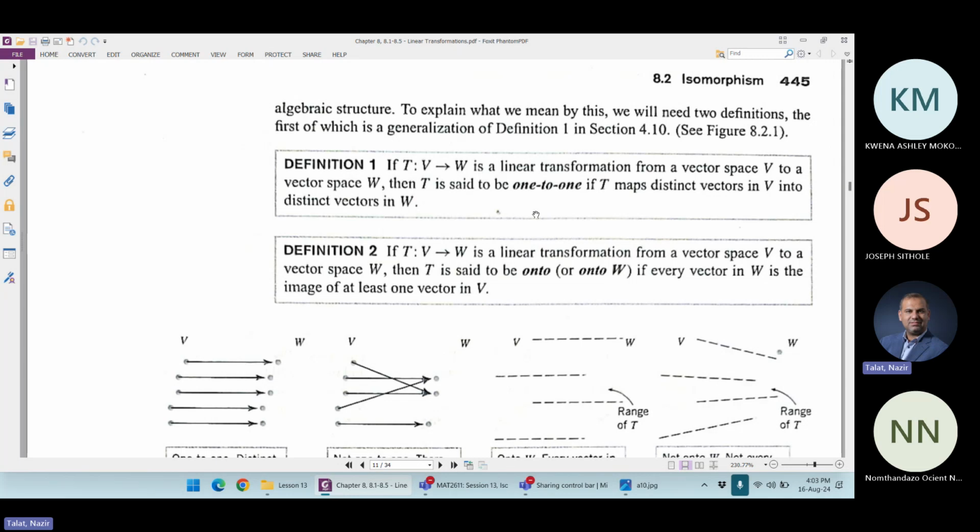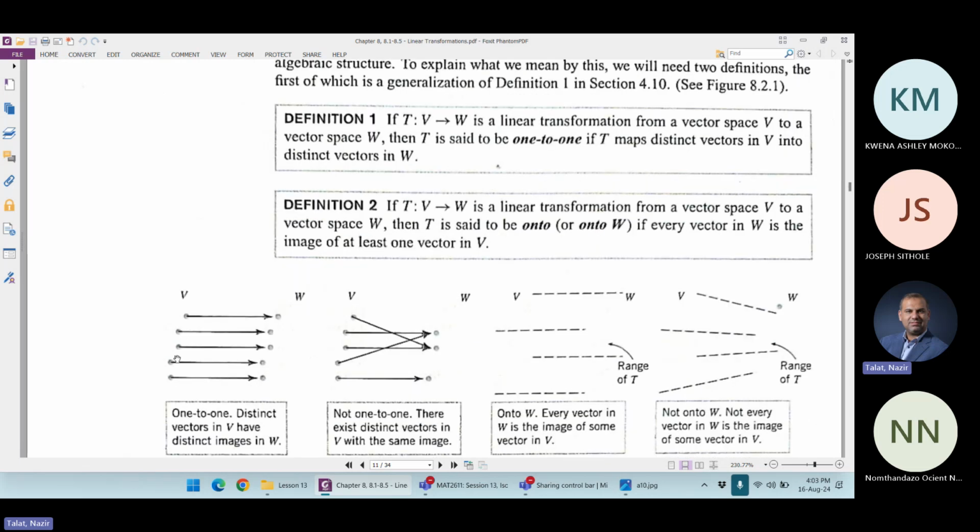Regarding linear transformations, we say that if T is a linear transformation from vector space V to vector space W, then T is said to be one-to-one if T maps distinct vectors in V onto distinct vectors in W. That is, for each element of V there is a distinct element of W, so it performs a one-to-one correspondence. Here you can see that for each element of V there is a unique element of W such that they map in this way.